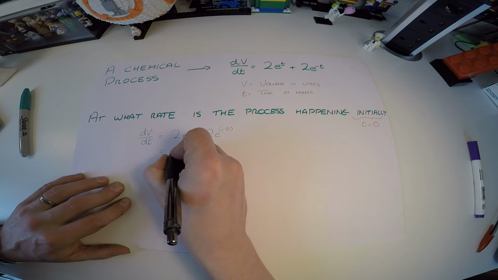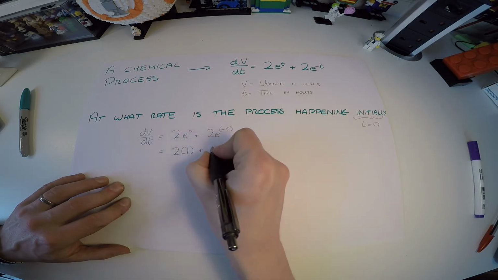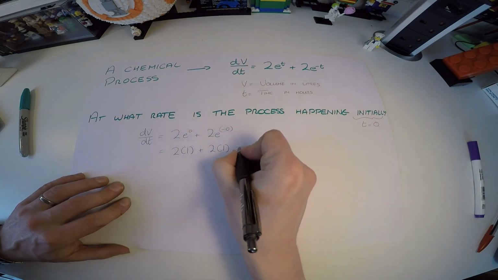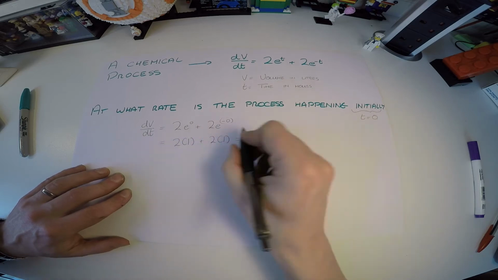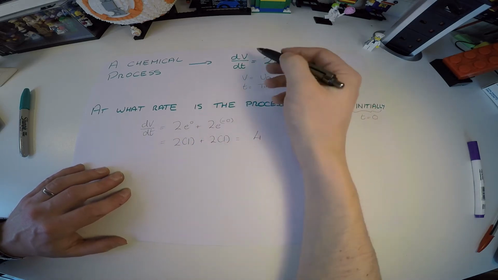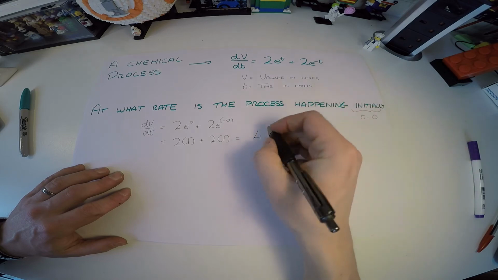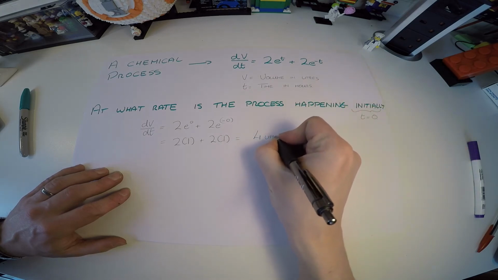Anything to the power of 0 is just 1. That's 2 times 1 plus 2 times 1 again, which is equal to 4. So the answer is actually 4. 4 what? Well, it's litres per hour. So that's literally the answer to the first part. It's pretty easy.